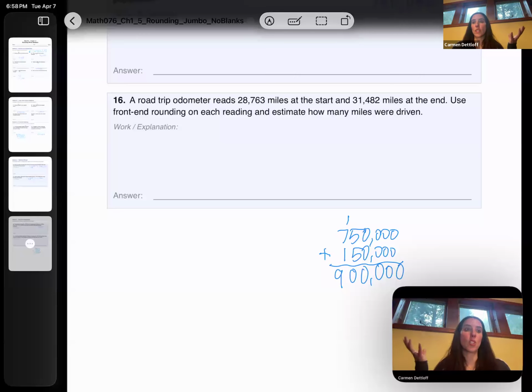Okay, we got to make a choice here. What should we round to? I'm going to say to the nearest 1,000 miles, nearest 1,000. And that's my personal choice. It just looks like a good point, or I could have done 10,000, but I'm going to do thousands.